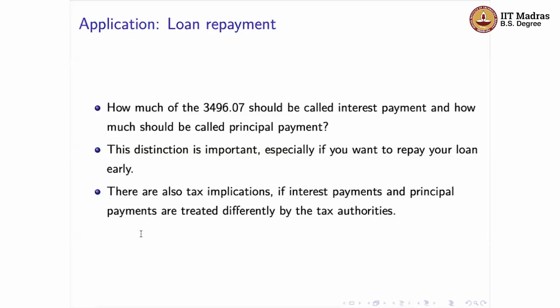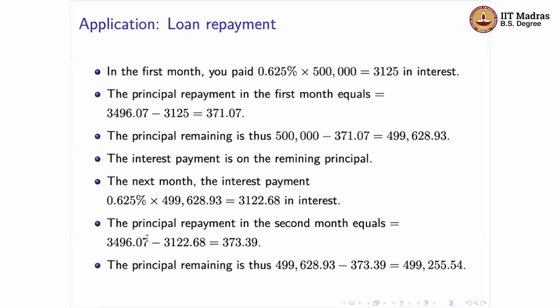So again, something to keep in mind. Okay, so let's look at how this works in the context of this example here. Remember that in the first month, you had to pay an amount in interest, which is equal to 0.625% into 5 lakh, right? Why is it 5 lakh? Because remember, 5 lakh is the amount for which you have taken out the loan.